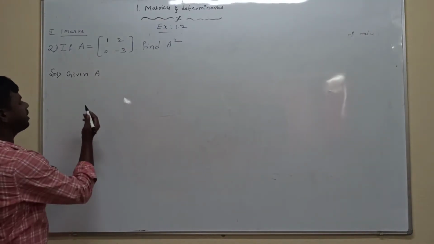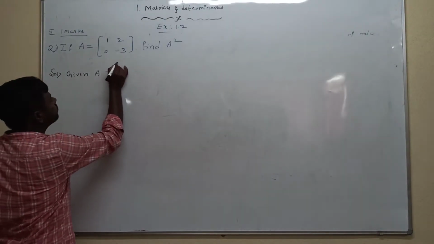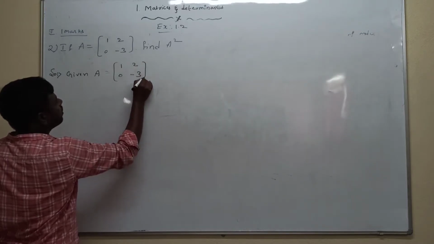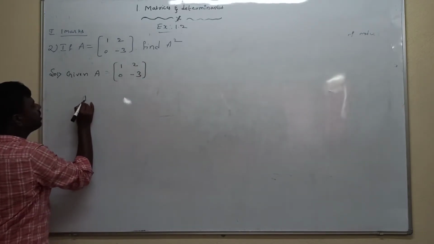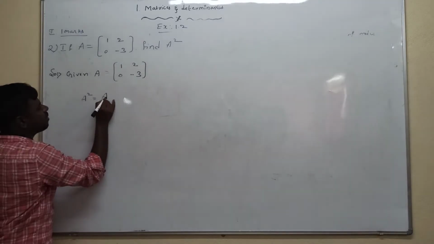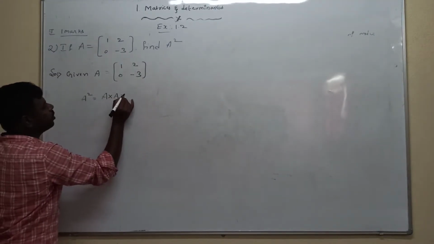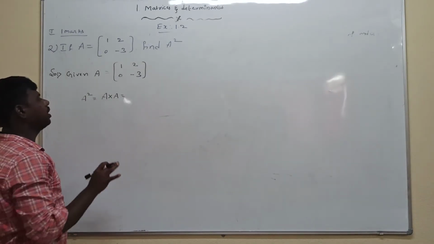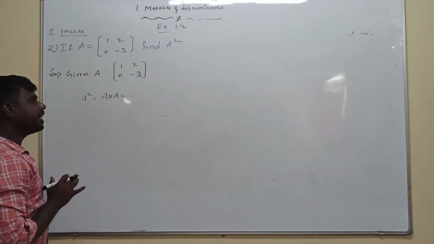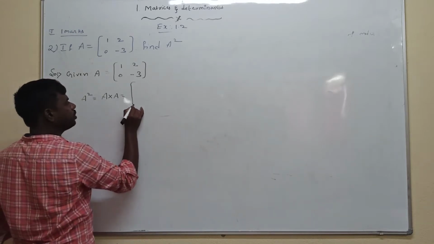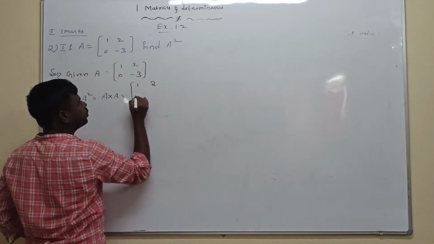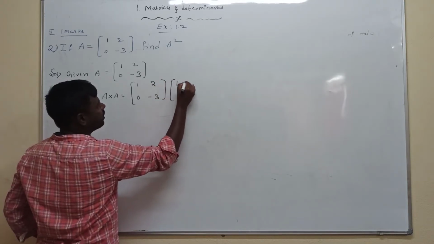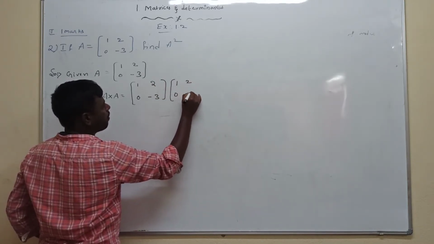Understand? So given A is equal to [1, 2; 0, -3]. What is being asked? Find A square. A square can be written as A into A. Don't do the square of the element in the A matrix. That is correct. So A square can be written as A into A. Substituting the A matrix, we get [1, 2; 0, -3] into [1, 2; 0, -3].